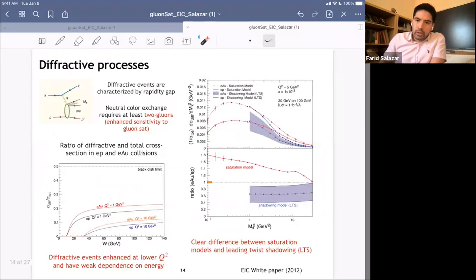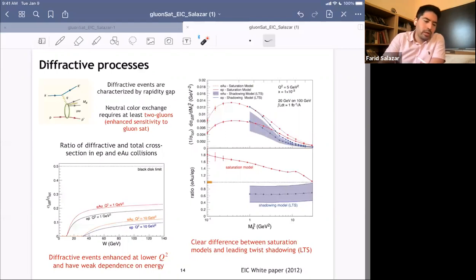There are also diffractive processes, and as I noticed that I'm speaking a little bit too much, so I have to move a little bit faster. But let me just say a few words for this slide. So diffractive processes are characterized by a rapidity gap, and this rapidity gap requires that the exchange is colorless. So in a way, they are sensitive to the square of gluon distributions, and that's why they are considered to be excellent observables for saturation searches.